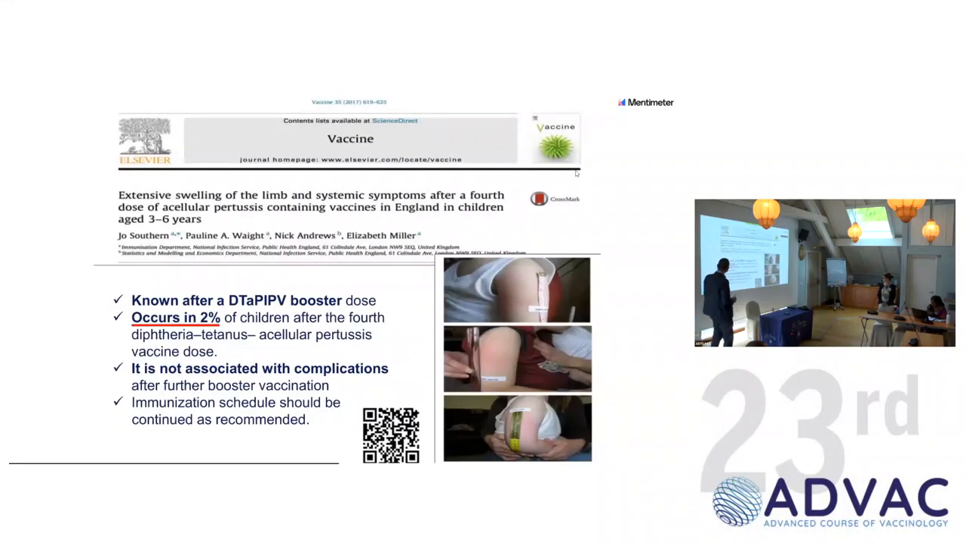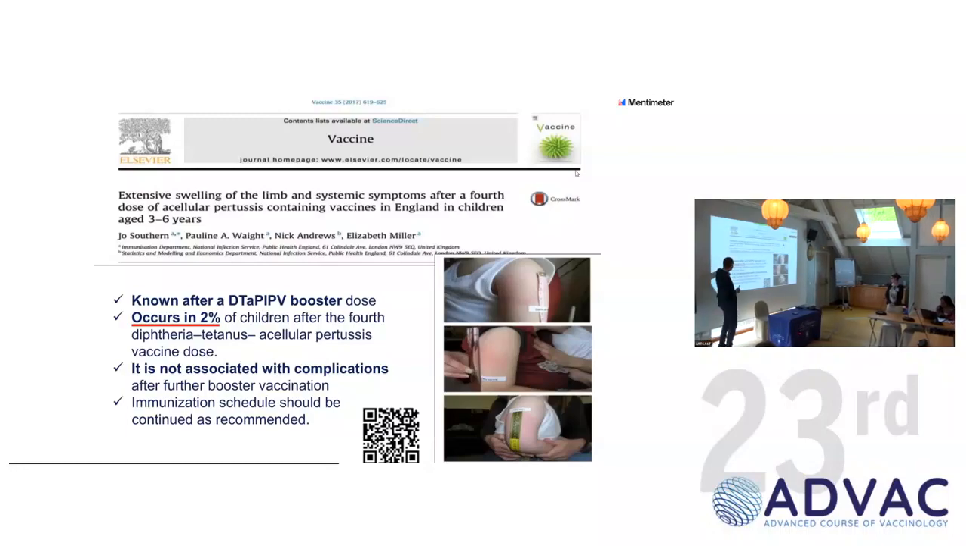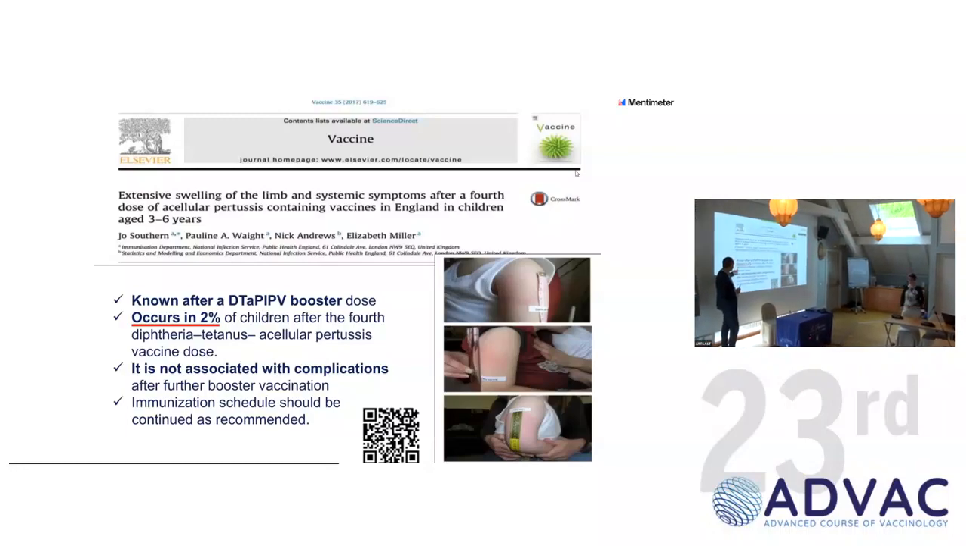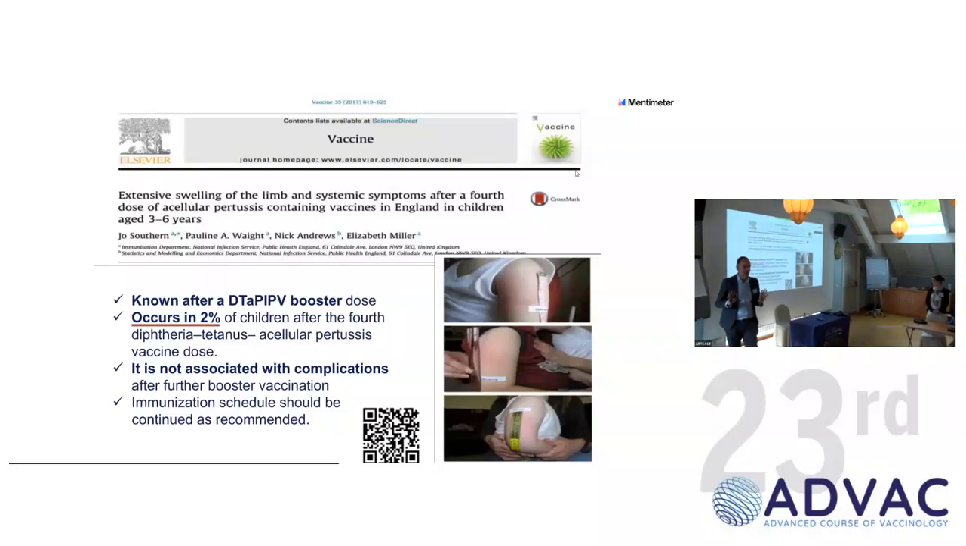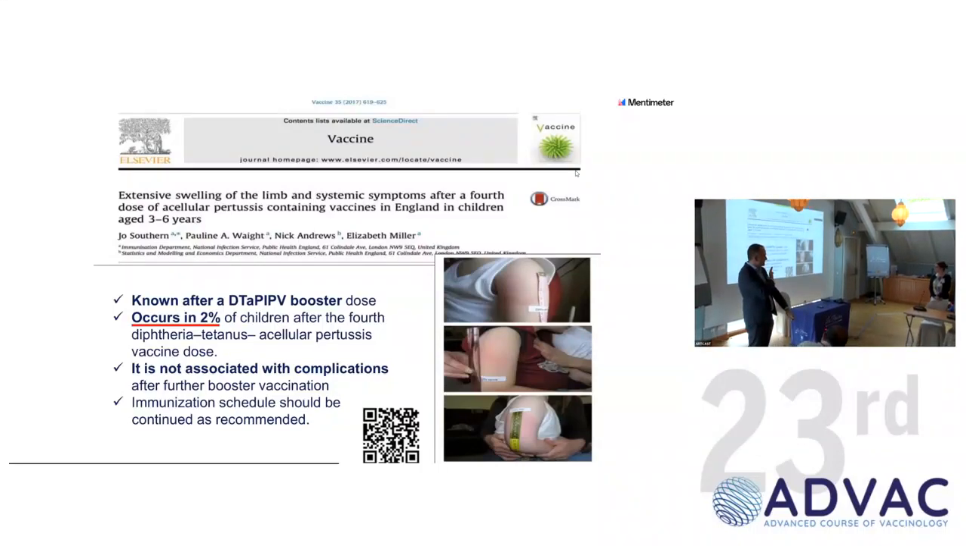So the creepy entity, extensive swelling of the limb, is a described entity, happening up to 2% in children having a tetanus acellular pertussis vaccine. To this day, we don't have any clue of the physiopathology. We don't know what's going on. Some people argue it may be in the lymph root system, because you perform the vaccine here, and the whole limb is swollen.